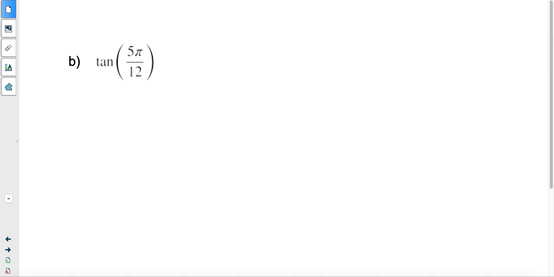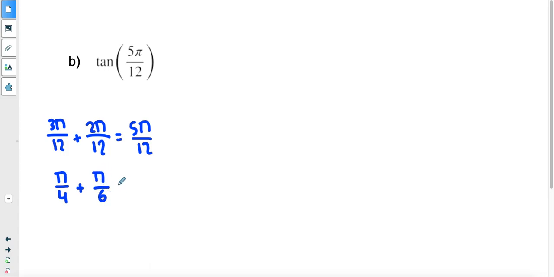Okay, let's see. So one thing we could do is 3 pi over 12 plus 2 pi over 12. Okay, 3 pi over 12 simplifies to give me pi over 4, and 2 pi over 12 simplifies to give me pi over 6. These angles are on my special triangle, so we can use them to find tan of 5 pi over 12.